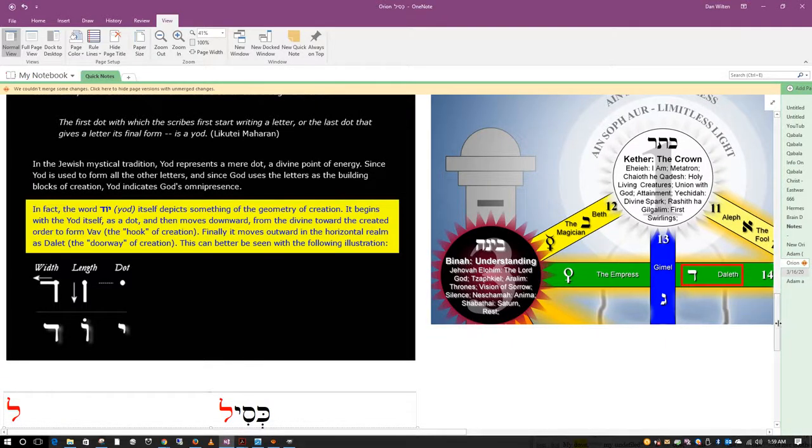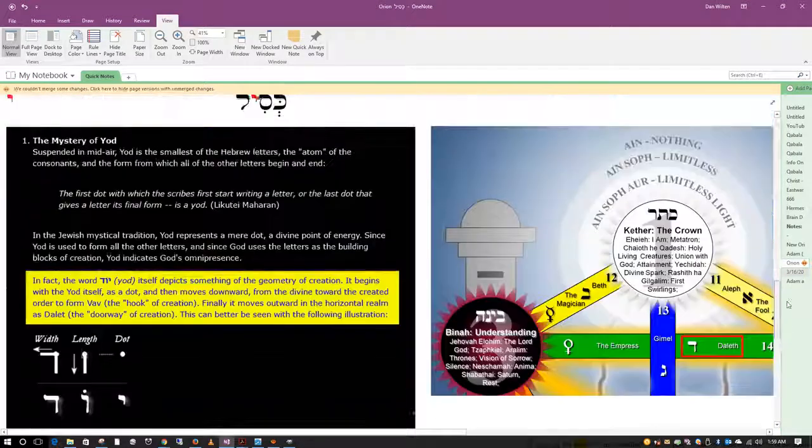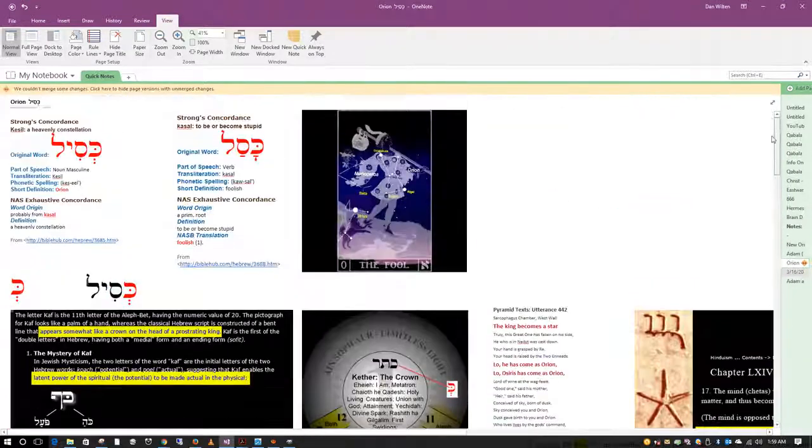And so we have that represented here. The goal of learning and teaching, Lamed, is heart knowledge. Moreover, since it is the only letter allowed to ascend above the other letters in sacred writings, Lamed represents the prominence of learning and understanding to the Jewish heart. That doesn't quite sound like a fool, like a dumb person, does it? It sounds like it's exactly what Osiris is.